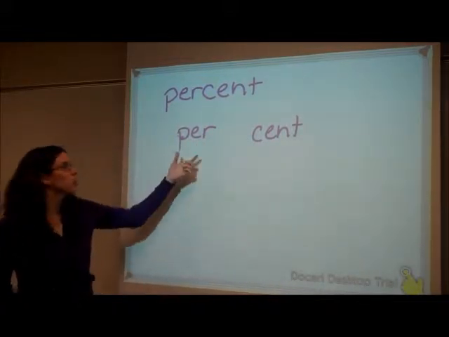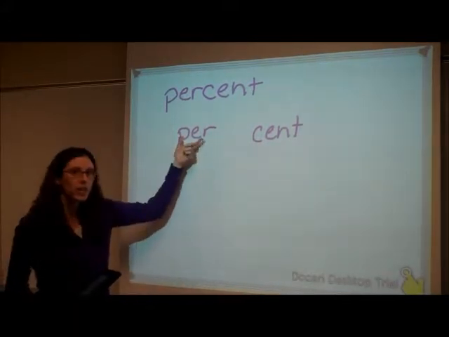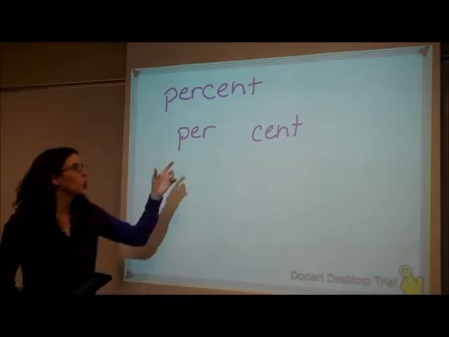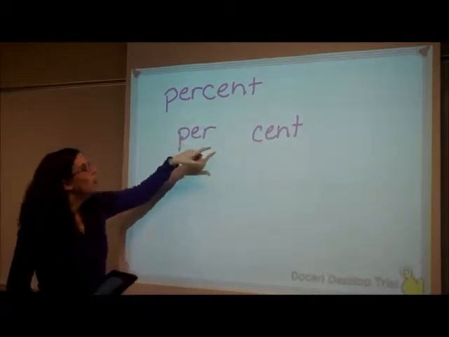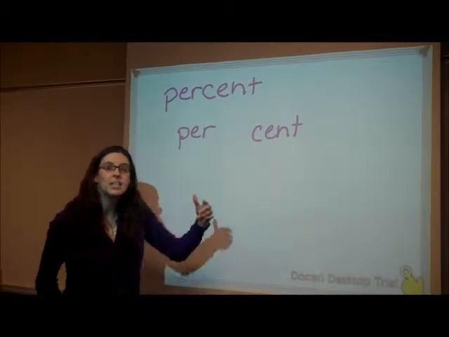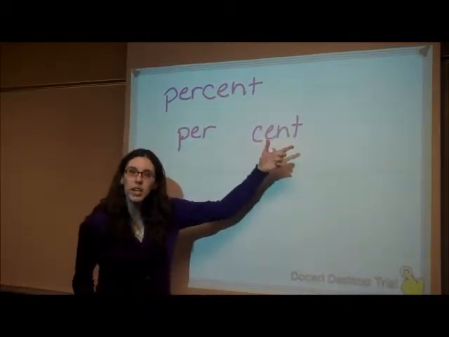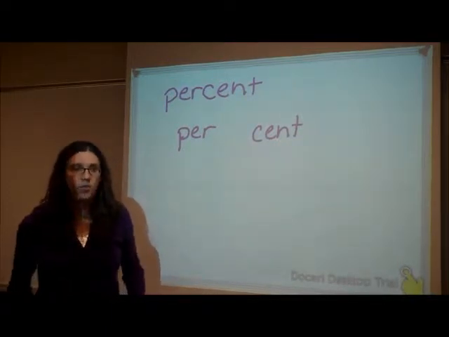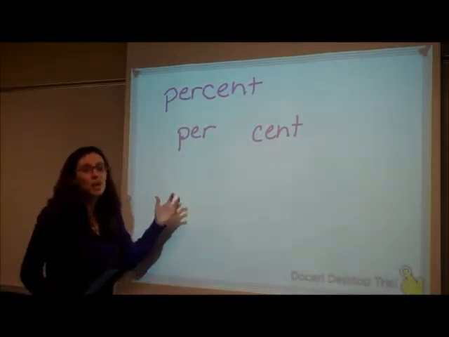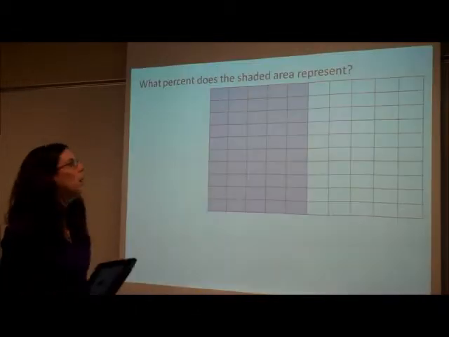How many miles can you go for each hour? How many feet can you go for each second? How much money does it cost for each item? So cent, think of 100. Century. So this is for each 100, how much do we have? So anytime we're looking at a percent, our total is going to be 100.